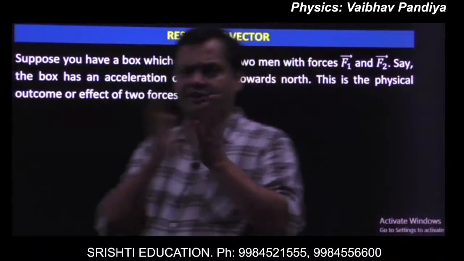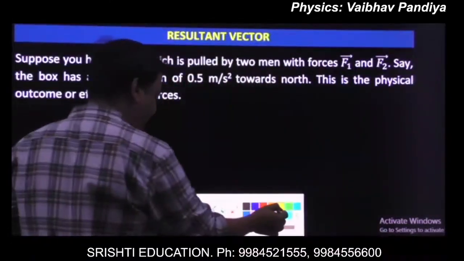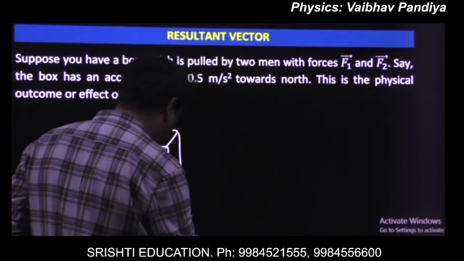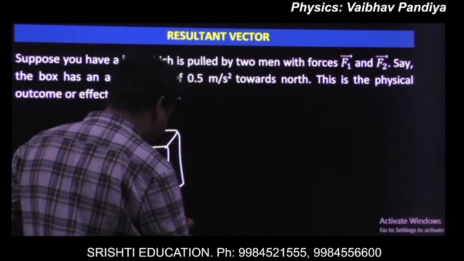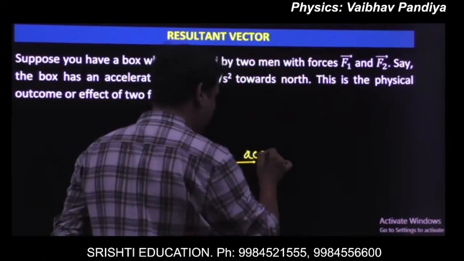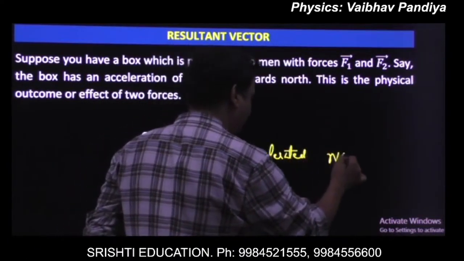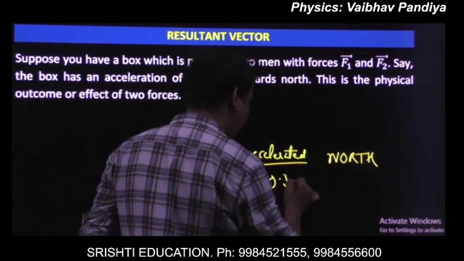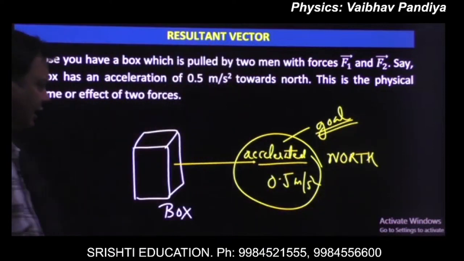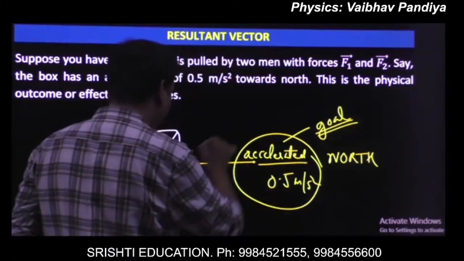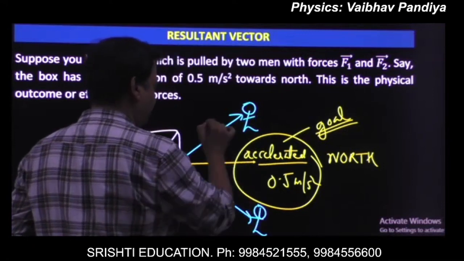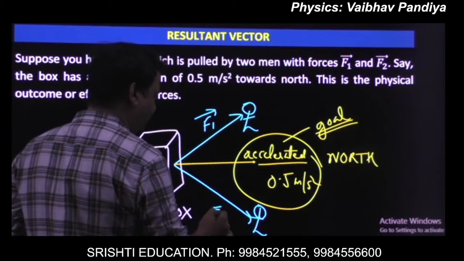So let's see what is the meaning of resultant vector. Now suppose in your home you have a heavy box, this is the box, and you want that box to be accelerated towards north with an acceleration of 0.5 meter per second squared. This is your goal, this is your objective, what you want to achieve. And what you do, you call two guys to achieve this objective. And the two guys are applying forces like this. Say he's applying a force F1 and he's applying a force F2, okay?